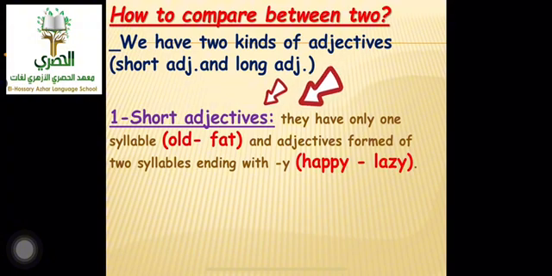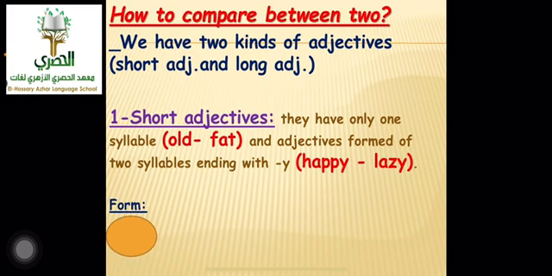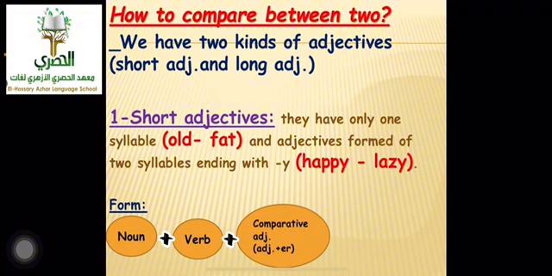Okay, Primary 3, wake up. Let's see the form of the comparative sentence. First of all, we will start with the noun, then verb, plus comparative adjective, which is adjective plus ER. Tall will be taller. Short will be shorter. Small will be smaller, and so on.